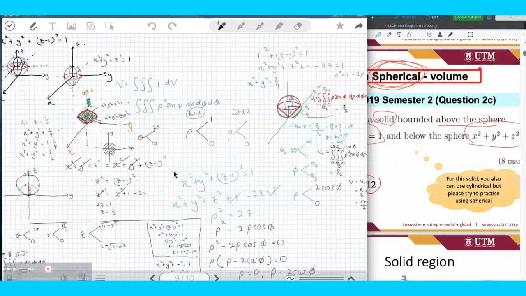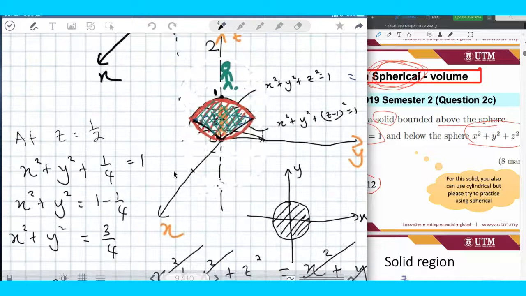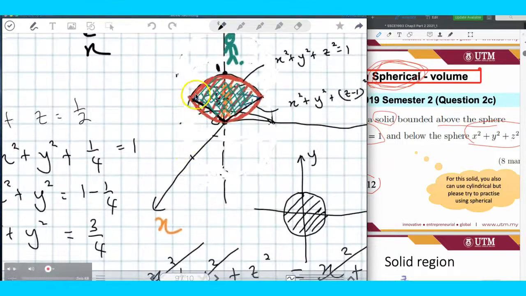Okay, so now, based on the similar solid that we sketched before, you have the combination of the surfaces. This one is a sphere, the standard sphere centered at the origin with radius 1, and the other sphere is shifted one unit along the z-axis. Okay, so we have this particular solid, but now we want to solve it using cylindrical coordinates.